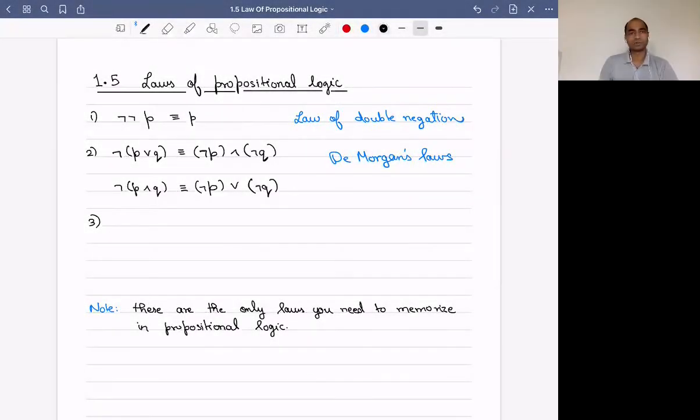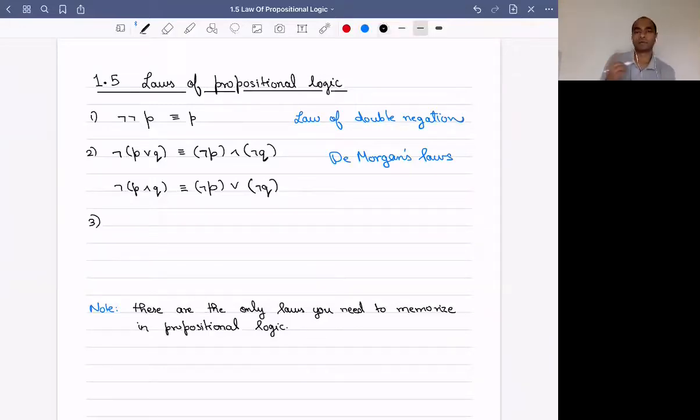We have seen three logical equivalences so far. Not not P is logically equivalent to P. This is called the law of double negation. And the De Morgan's laws, which say that not of P or Q is equivalent to not P and not Q. And also the one for and, that not of P and Q is logically equivalent to not P or not Q. I want to add one more very basic law to this, which you can check very easily.